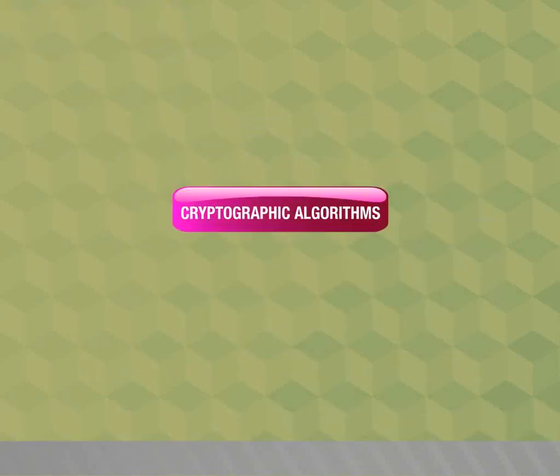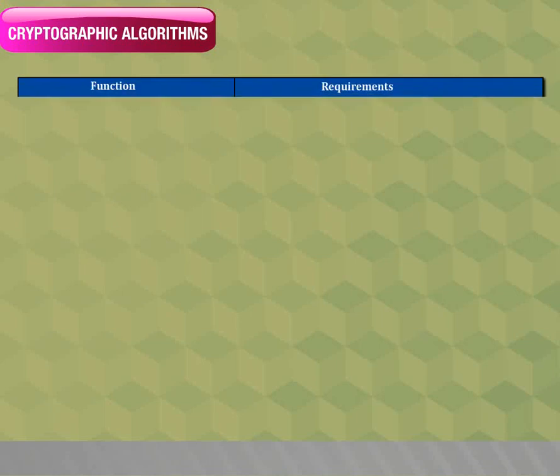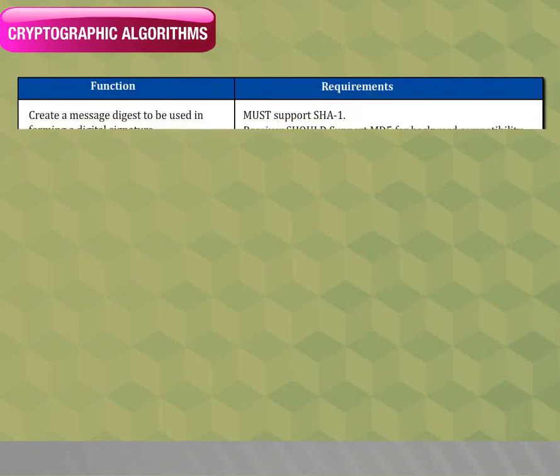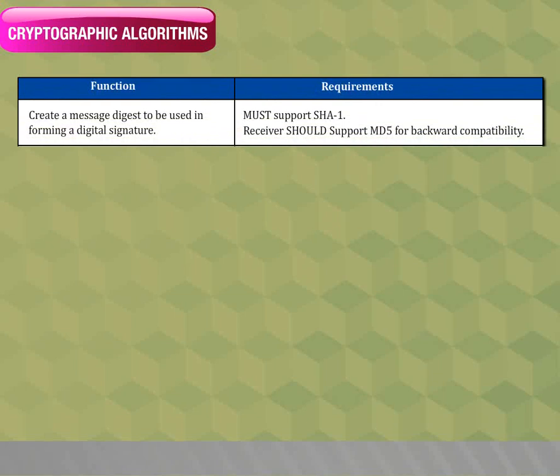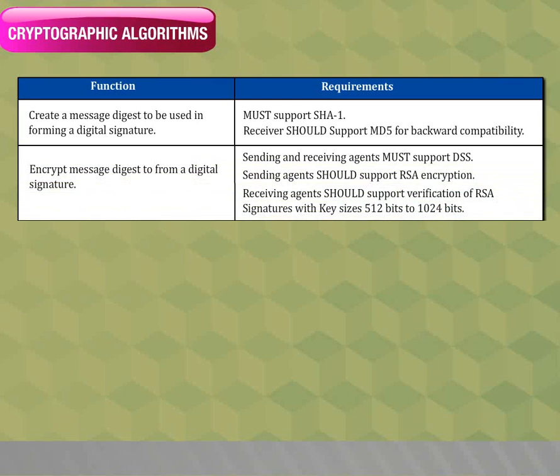Cryptographic algorithms. Function requirements. Create a message digest to be used in forming a digital signature. Must support SHA-1. Receiver should support MD5 for backward compatibility. Encrypt message digest to form a digital signature. Requirements. Sending and receiving agents must support DSS. Sending agents should support RSA encryption. Receiving agents should support verification of RSA signatures with key sizes 512 bits to 1024 bits.